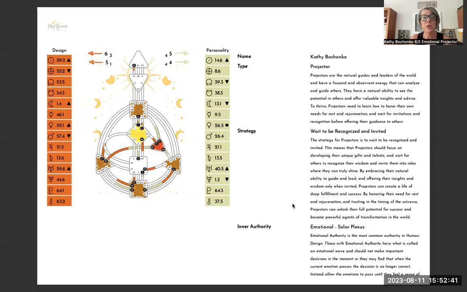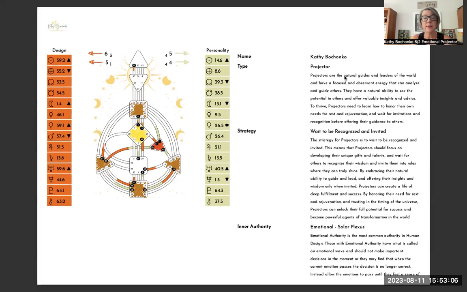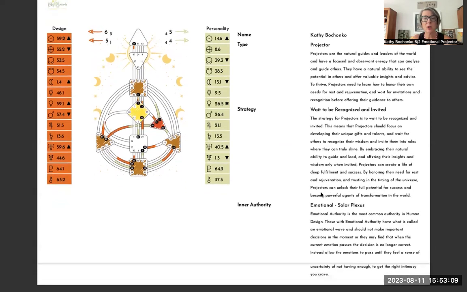So that being said, I'm going to show you what a chart looks like when you generate it on my website. So we're going to start with this one right here. I'm going to share my screen. And this is not just the chart, but it's also a free report that I share with it. So when you see this, it will tell you your energy type, which for me is a projector. Strategy is wait to be recognized and invited. And that is the strategy of a projector. And I'll go back through this.